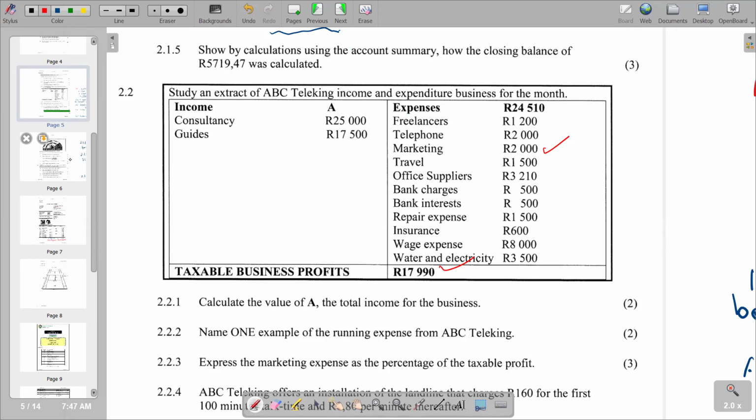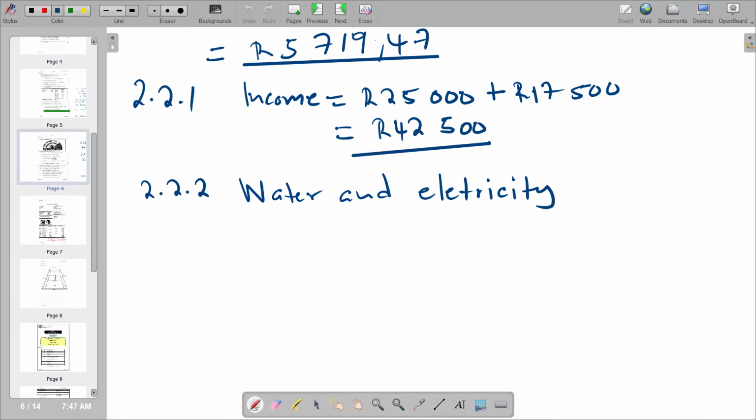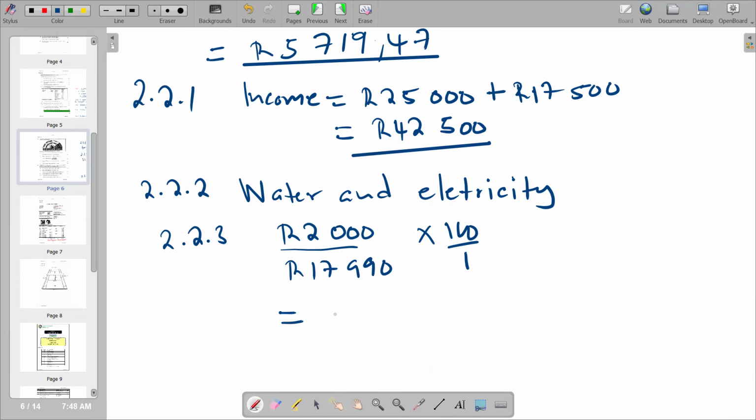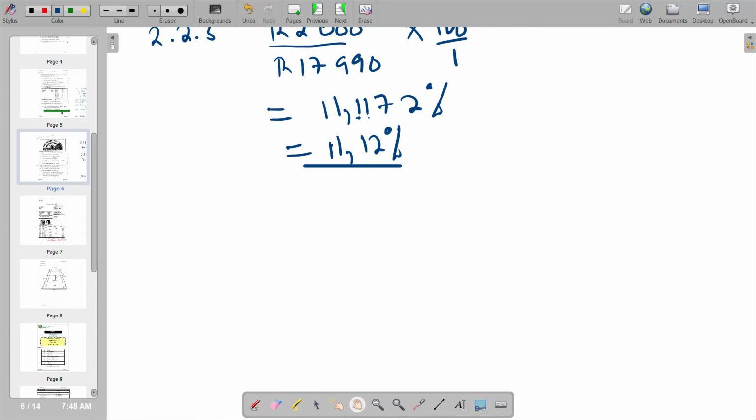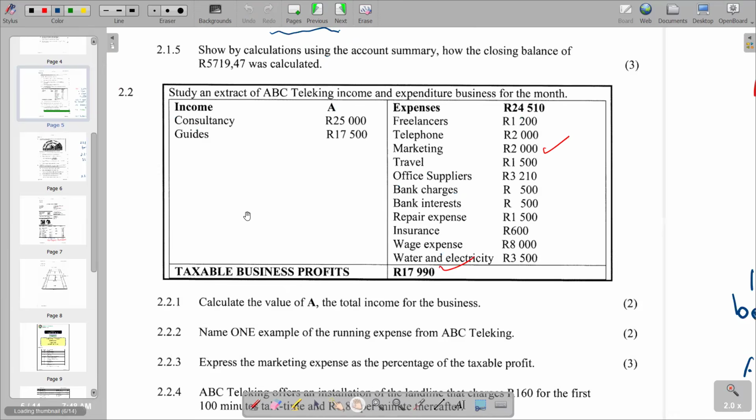So, express as such, we are saying now 2.2.3, whereby we got 2,000 over 17,990, and we are going to get it as 11%, and obviously two decimal places, and it becomes 11.12%. Sorry, yes, 11.12%. Yes, that becomes our final answer. Then moving on to the next part, which is now 2.4.